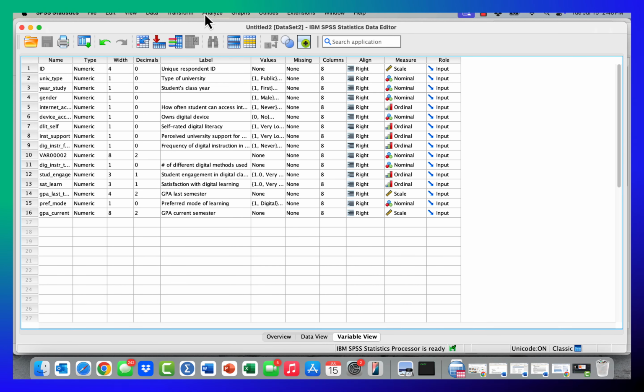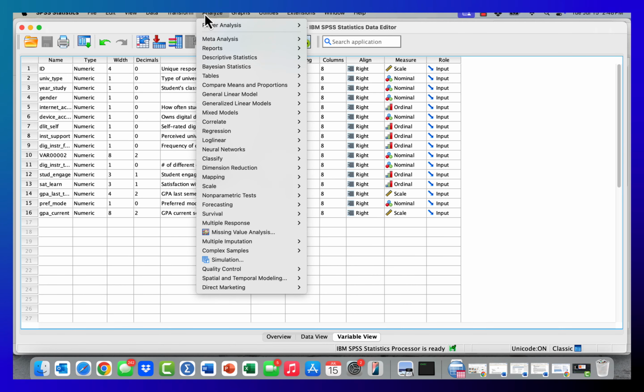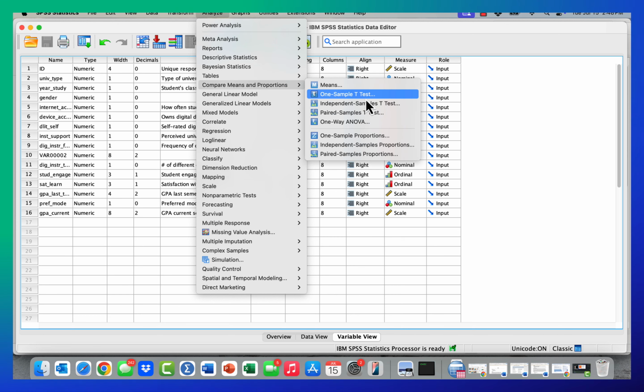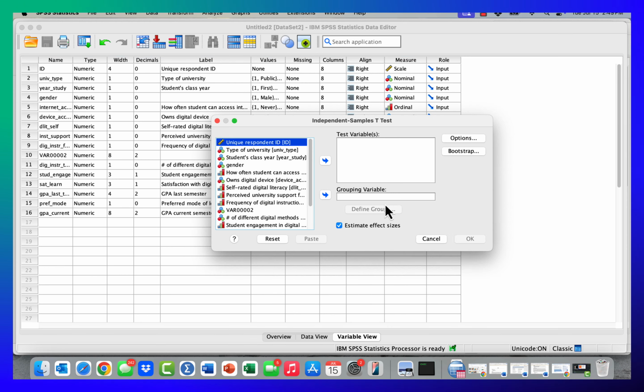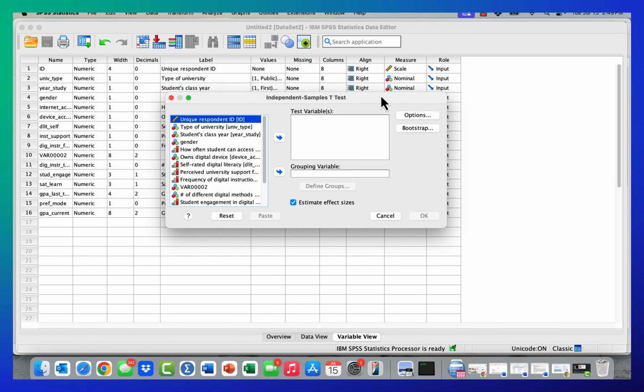And so just as with our single sample t-test, we go up to Analyze, Compare Means and Proportions. This time though, we're going to go to Independent Samples T-Test. Our third one is Paired Samples, but we'll do that next. So Independent Samples T-Test. Let's click on that. It pulls open this dialog box.